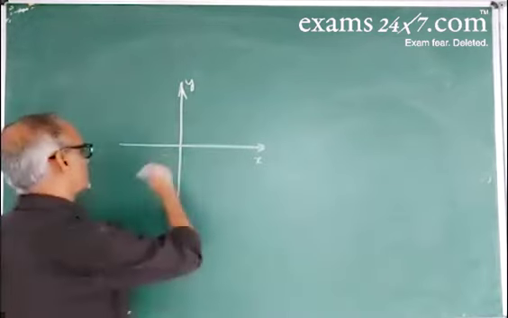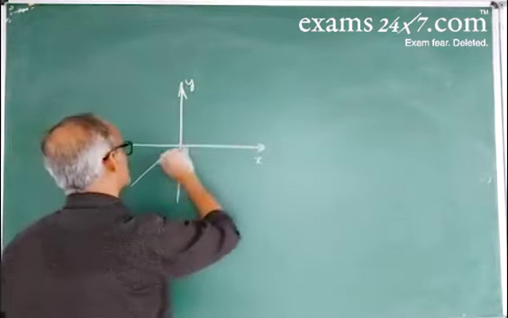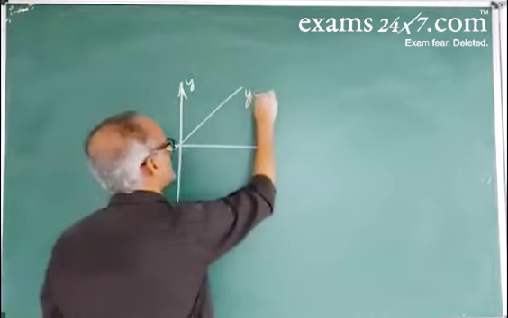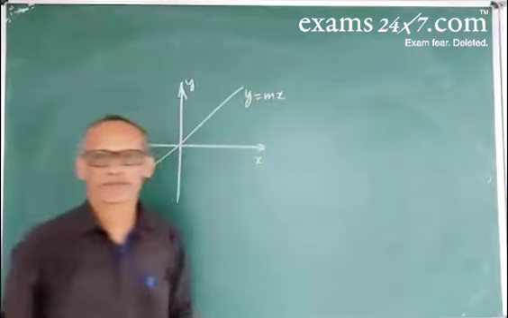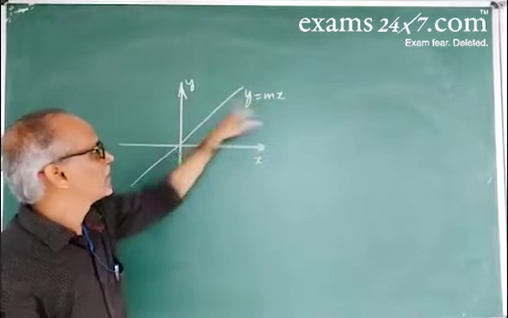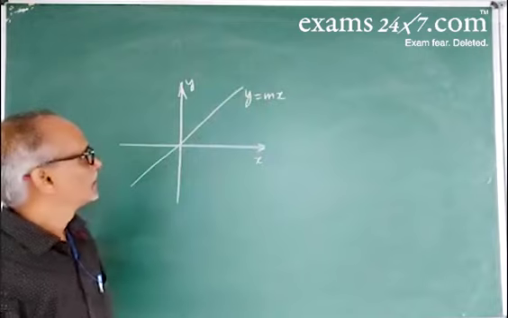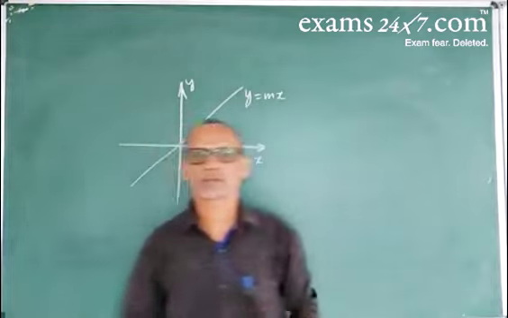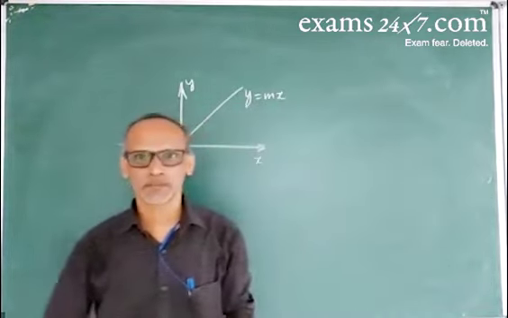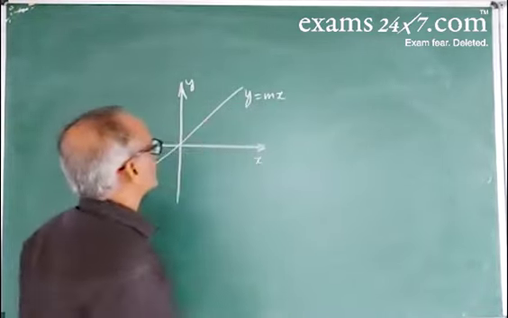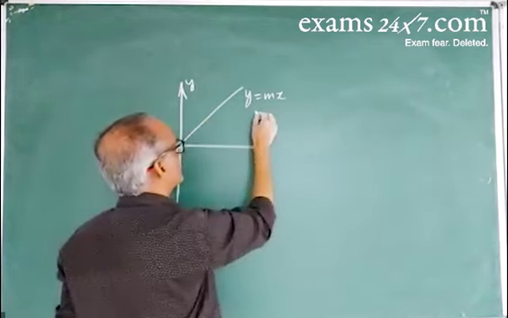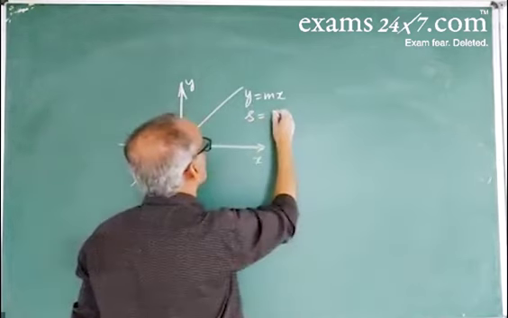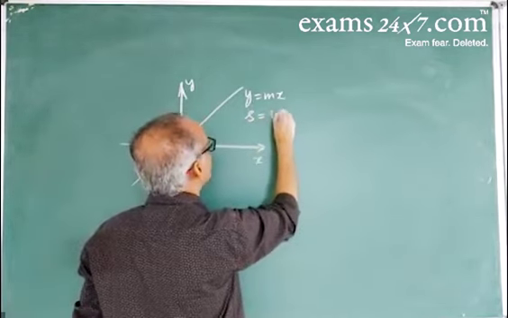And if the graph is a straight line passing through the origin, then that graph should be of the format y is equal to mx, where m is the slope of the graph. We can always compare this equation with the equations that we come across in physics, and then we can understand the nature of the graph. For example, if I write an equation of the format s is equal to v into t.